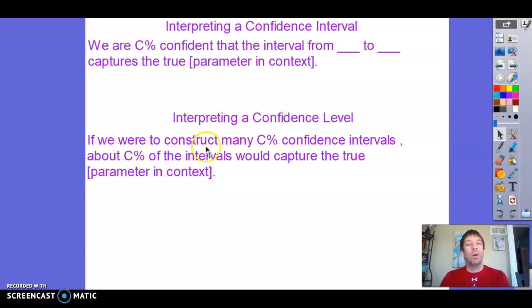Okay, so again, we're saying the confidence level means that if we did this a whole bunch of times, many times, we would expect that about 95%, or whatever our confidence level is, about 95% of those intervals would capture the true value that we're interested in. Okay? Which means there are still some confidence intervals that we would create using this method that wouldn't capture that true value.